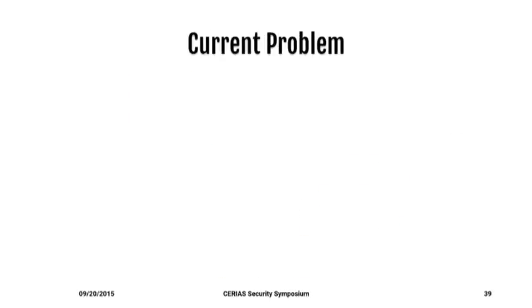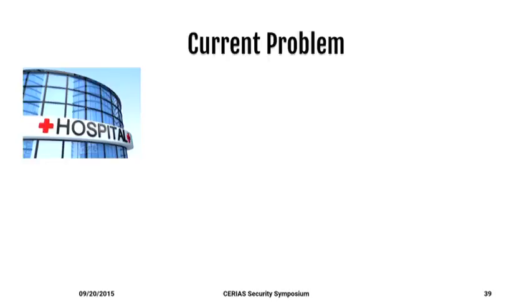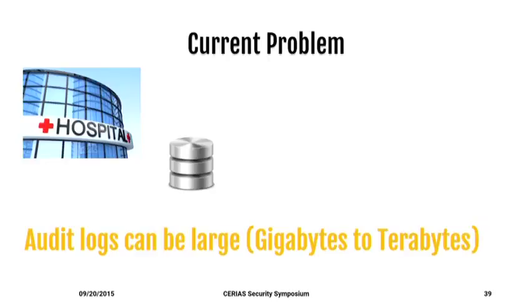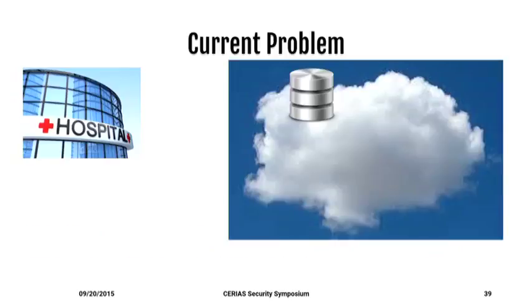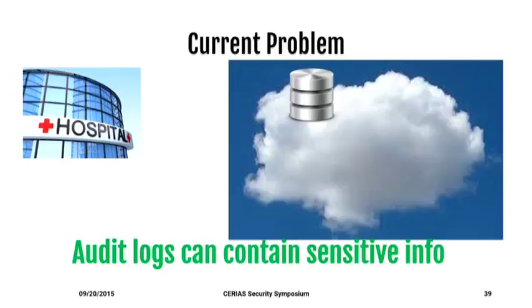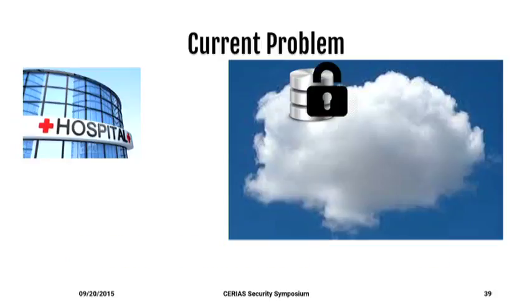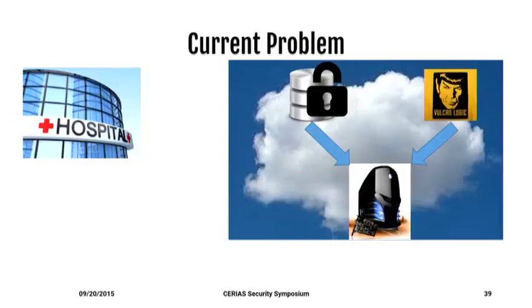So the current problem is you have a hospital. It has a log, and these logs are big, gigabytes and terabytes in size. Clouds are very cheap right now, so you want to outsource it to the cloud. That's very simple. But audit logs contain sensitive information, patients' information, your proprietary information. You don't want the cloud provider to see it. So you encrypt it, right? But how do you run audit? You need an approach that allows you to do audit.